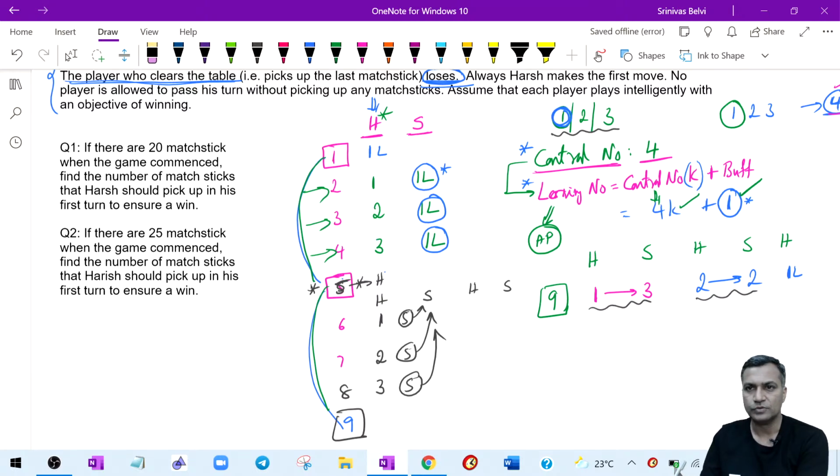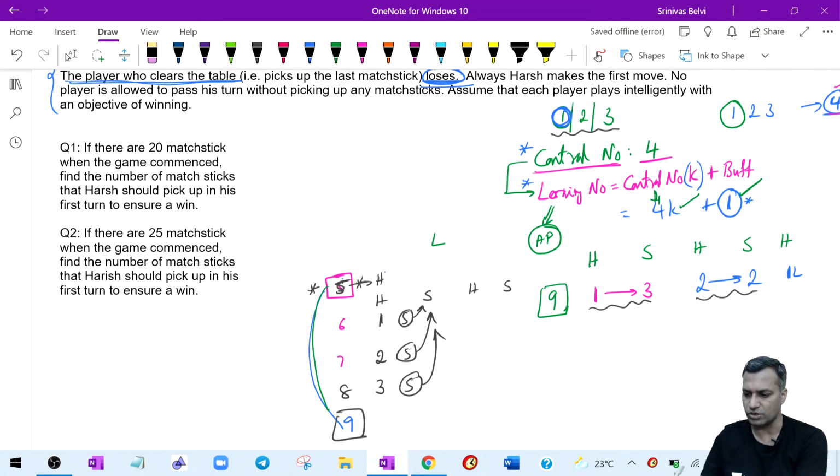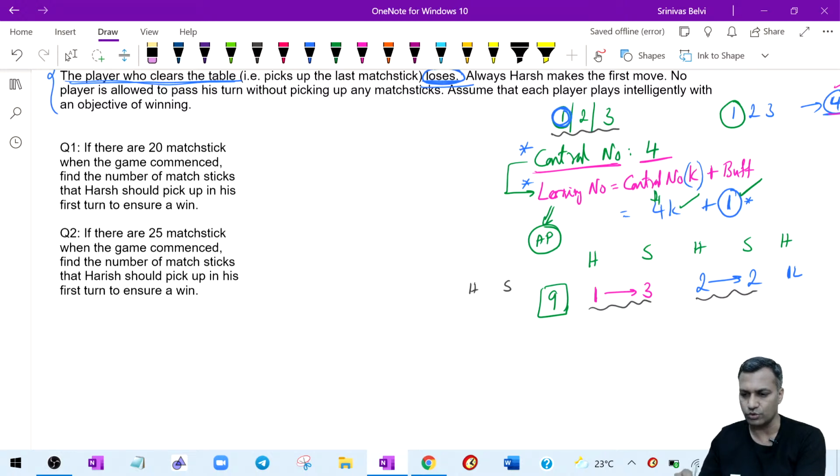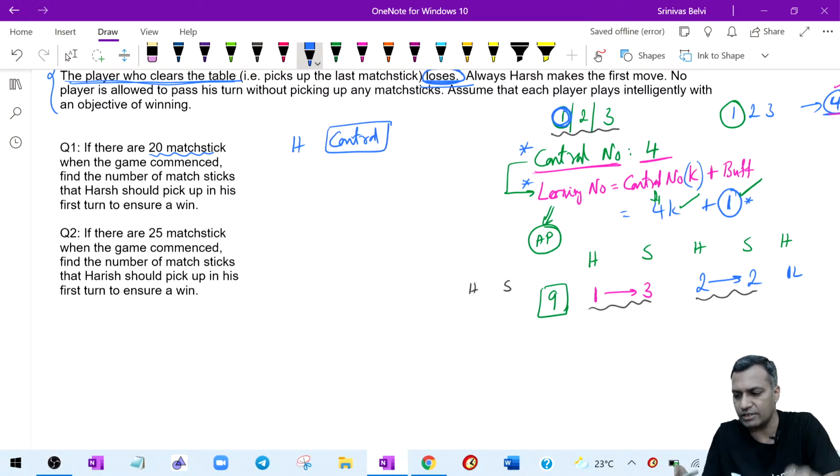Yeah, okay. So get to the answers therefore. Correct your answers. Most of you had given the right answers to these questions. Some of you had one or two. Some questions you messed up here. Write this. 20 matchsticks. If there are 20 matchsticks when the game commenced, find the number of matchsticks Harsh should pick. Harsh, then control, Harsh, then control, and finally you have to control, and then S will have 1.